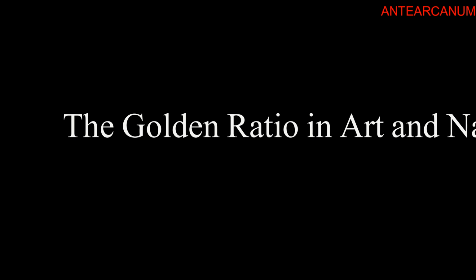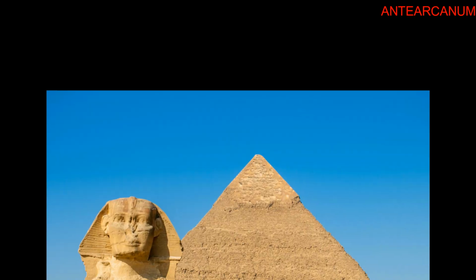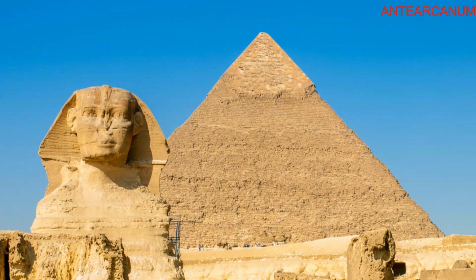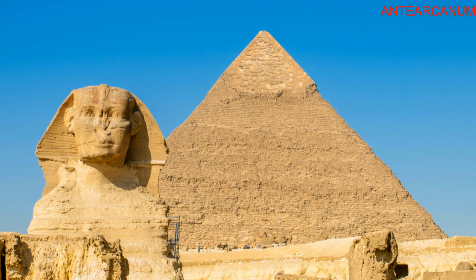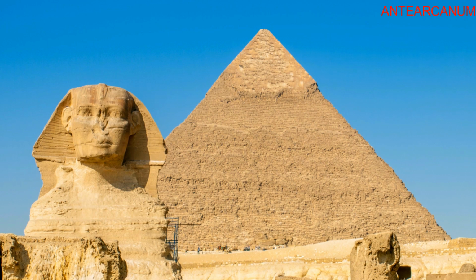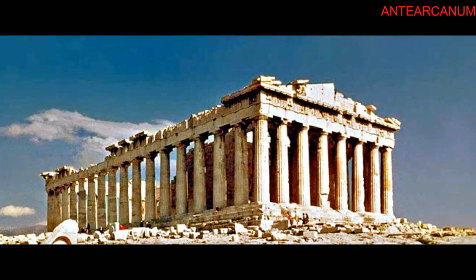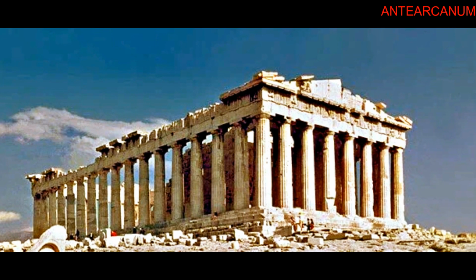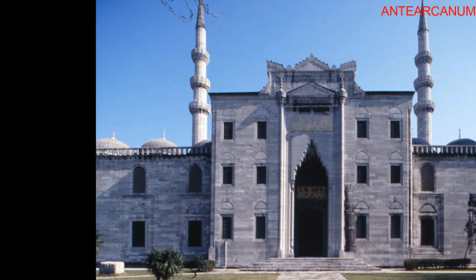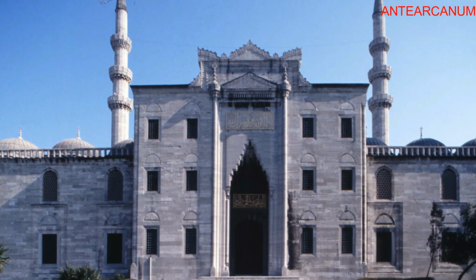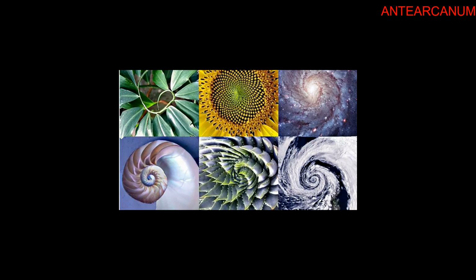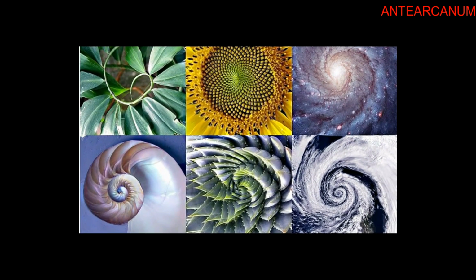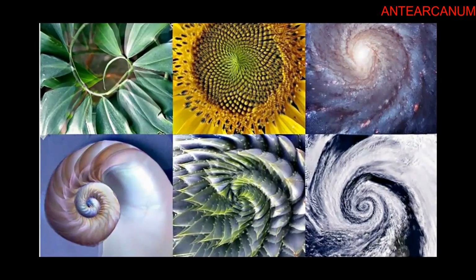The golden ratio in art and nature. The golden ratio has been used by artists and architects for centuries, and it is often said to be the most aesthetically pleasing proportion. It can be found in many famous works of art, such as the Mona Lisa by Leonardo da Vinci and the Parthenon in Athens. The golden ratio is also found in many forms in nature, such as the spiral patterns of seashells and sunflowers. This has led some people to believe that the golden ratio is a universal principle that governs the beauty and harmony of the universe.